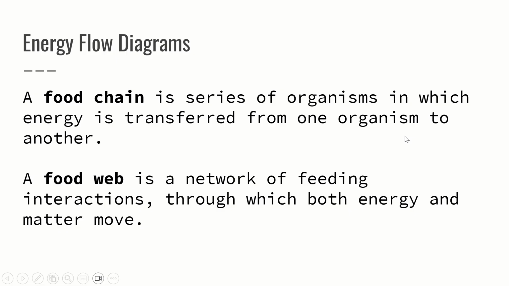So we have two types of diagrams that are used when describing energy flow in an ecosystem. The first, the simplest one, is a food chain, which shows a series of organisms in which energy is transferred from one organism to another. So it's just one link from one producer to one later consumer. A food web, however, is going to give you a better picture of the entire ecosystem. It's going to show a network of feeding interactions through which both energy and matter move. So you can think of a food web as a bunch of interconnecting food chains.